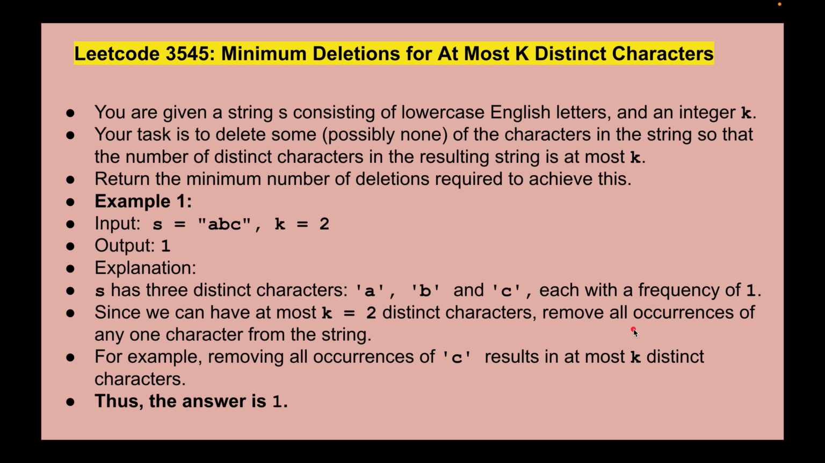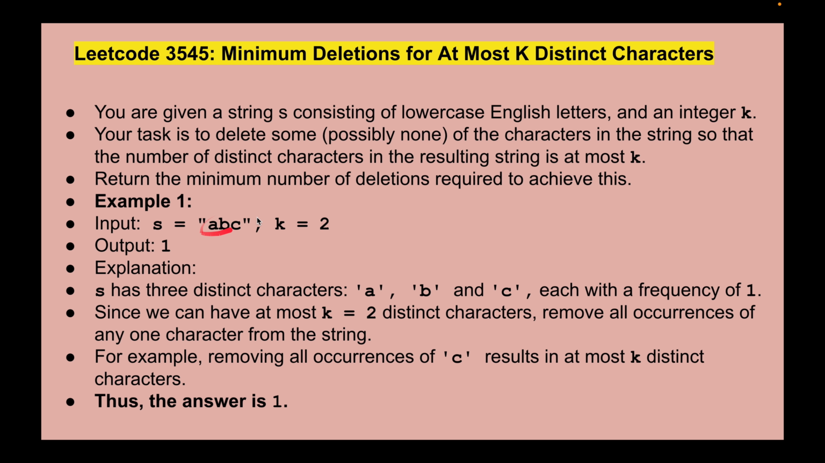Then we can remove all the occurrences of any one character from the string. For example, removing the occurrences of c results in at most k distinct characters, right? If we remove c, the remaining will be a and b, and that satisfies k equal to 2. So in s we will have a and b after deleting the character. If we remove c, the updated string will become ab, and that satisfies k equal to 2 distinct characters here, right?